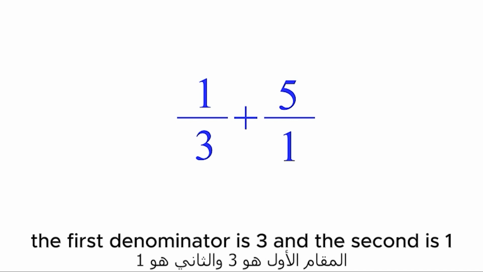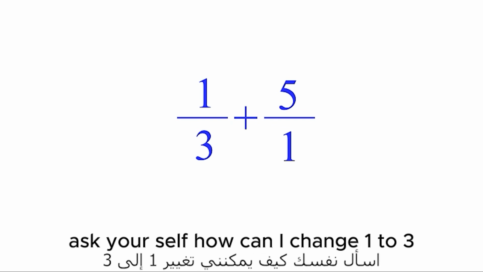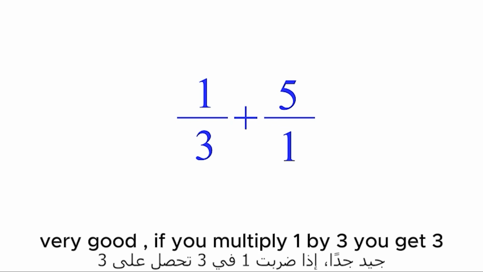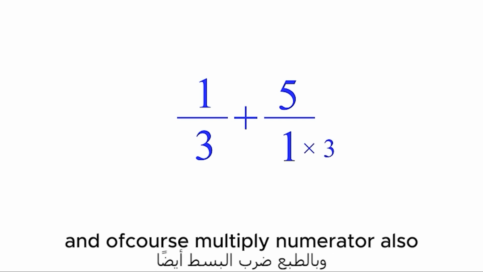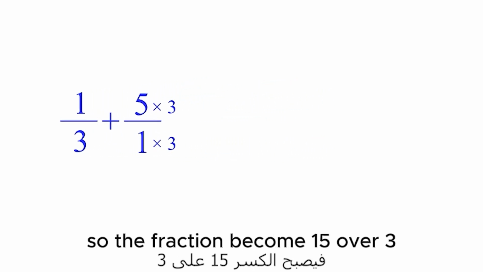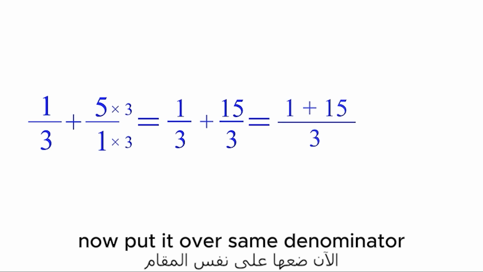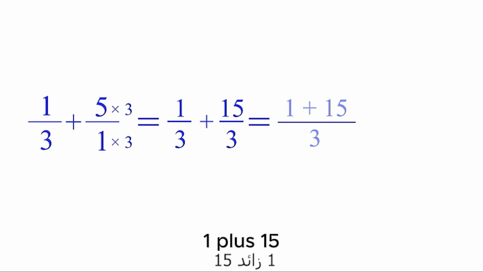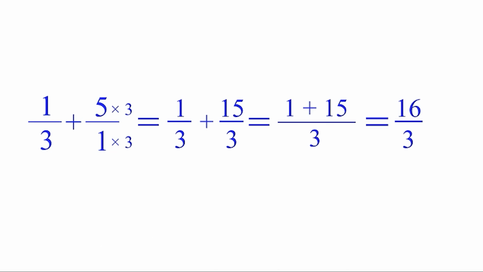The first denominator is 3 and the second is 1. The biggest is 3, so look directly to 1. Ask yourself, how can I change 1 to 3? Very good, if you multiply 1 by 3 you get 3, so multiply the denominator by 3. And of course multiply the numerator also. 5 times 3 and 1 times 3, so the fraction becomes 15 over 3. Now put it over the same denominator, at the numerators, 1 plus 15. It is 16, so the answer is 16 over 3.